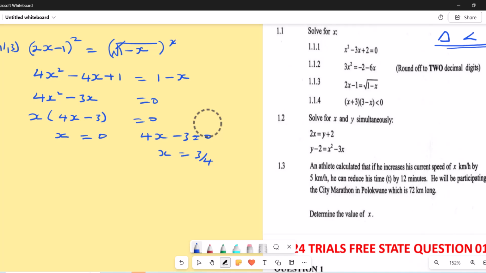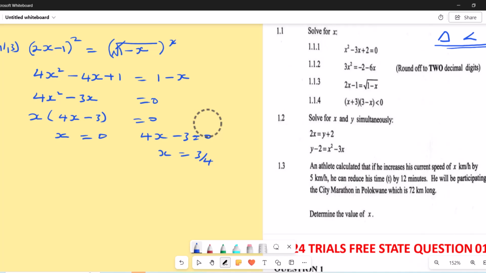Now the question was 2x minus 1 equals the square root of 1 minus x. So if I take x to be 0, 2 times 0 minus 1 is negative 1. And here, if I have 1 minus 0, that is going to be 1. The root of 1 is plus or minus 1, but here I have negative 1. So negative 1 and then 1, that's not correct.